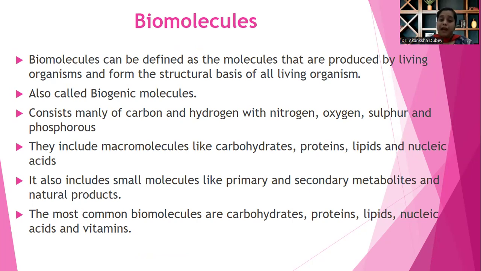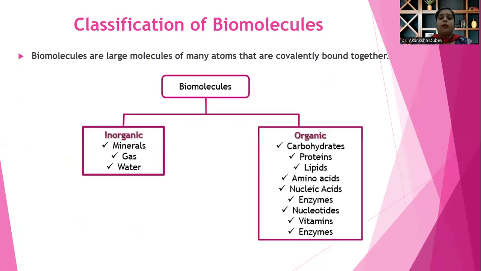Now, these include macromolecules like carbohydrates, proteins, lipids, and nucleic acids, and also micromolecules or small molecules like primary and secondary metabolites. As the term suggests, macro means bigger and bulkier, and micro means smaller molecules, which include secondary metabolites and natural products. Now, the most common biomolecules which we'll be studying are carbohydrates, proteins, lipids, nucleic acids, and vitamins.